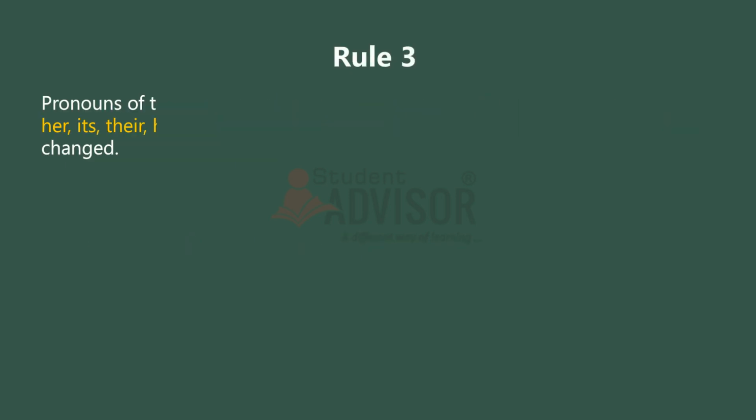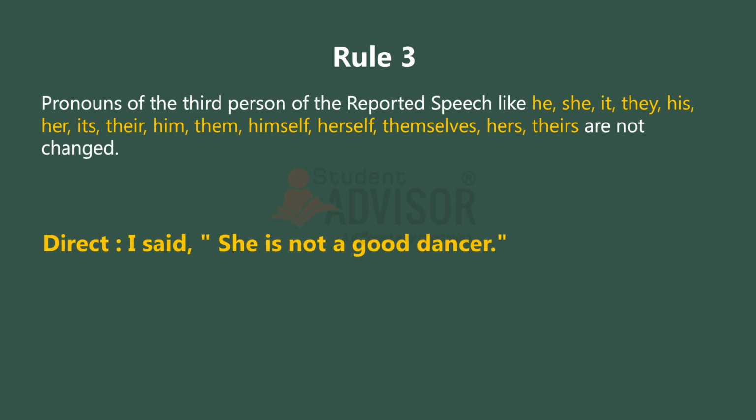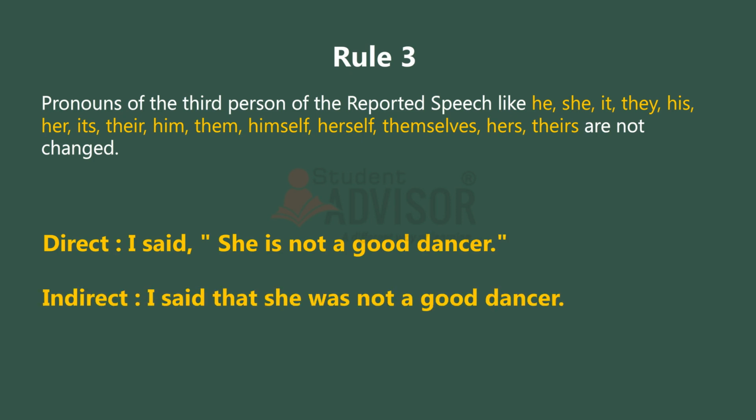Rule 3. Pronouns of the third person of the reported speech, like he, she, it, they, his, her, its, their, him, them, himself, herself, themselves, hers, theirs, are not changed. Like, direct. I said, she is not a good dancer. Indirect. I said that she was not a good dancer.